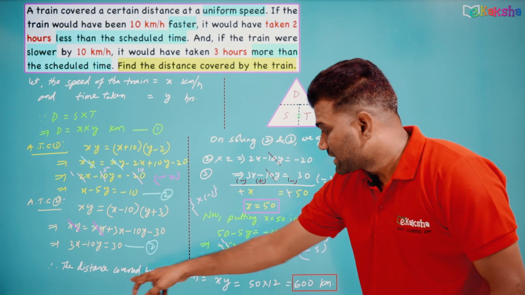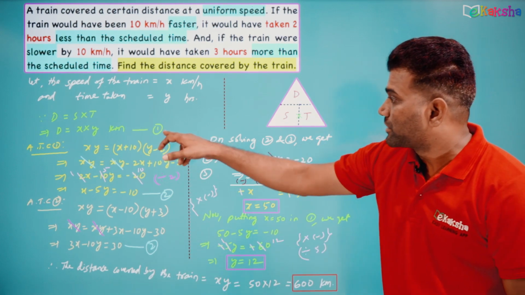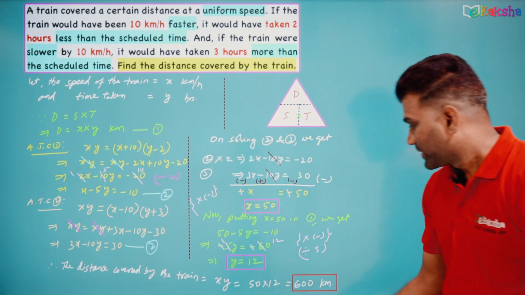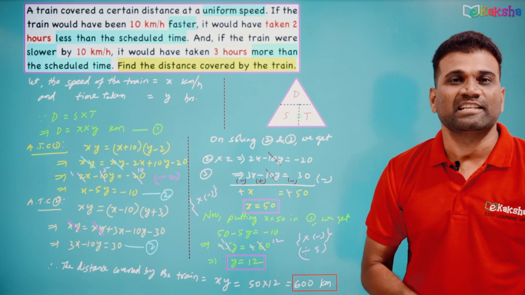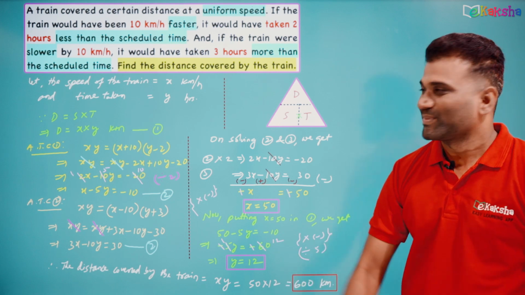So therefore the distance covered by the train is equal to, from equation 1, what is that? x into y, that is 50 into 12, 600 kilometers. Clear? This is it.